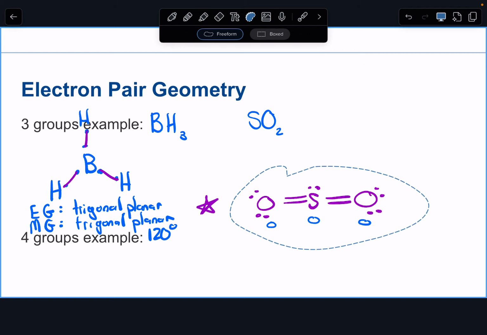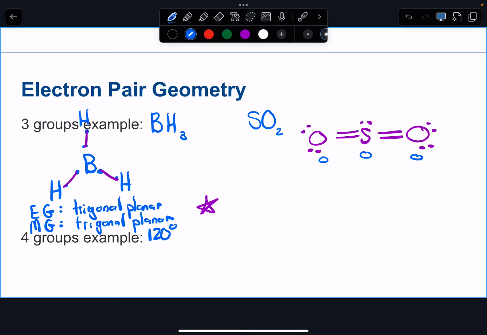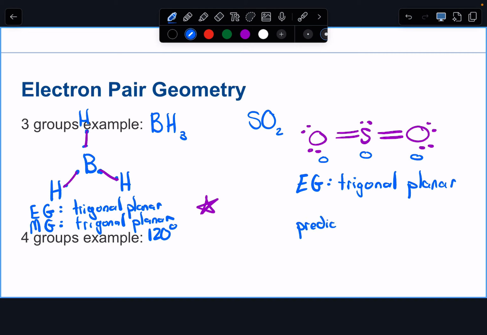All right, next one. We still want 3 groups. So before I even go to the thing, I know that the electron geometry is still called trigonal planar because there's still 3 groups of electrons. So that doesn't change. That's completely just dictated by how many groups are surrounding that central atom. And really, I should predict that the angles are 120 as well. We're going to see that lone pair squishes the angle a little bit.